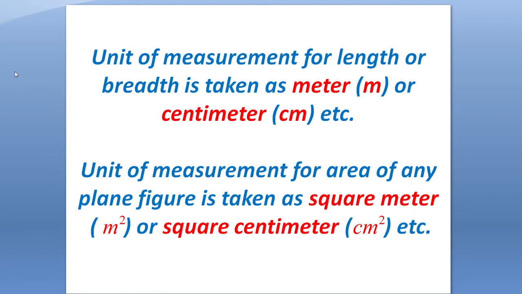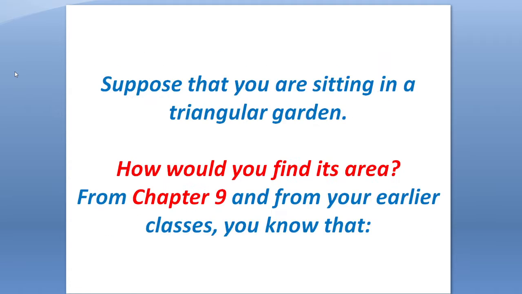Unit of measurement for length or breadth is taken as meter or centimeter, etc. And unit of measurement of area of any plane figure is taken as square meter or square centimeter, etc. Suppose that you are sitting in a triangular garden. So how would you find its area?